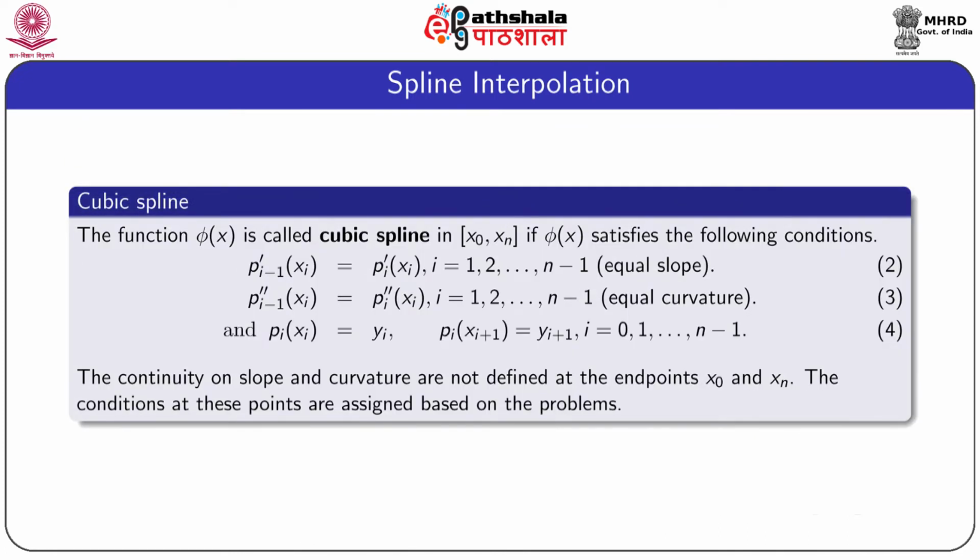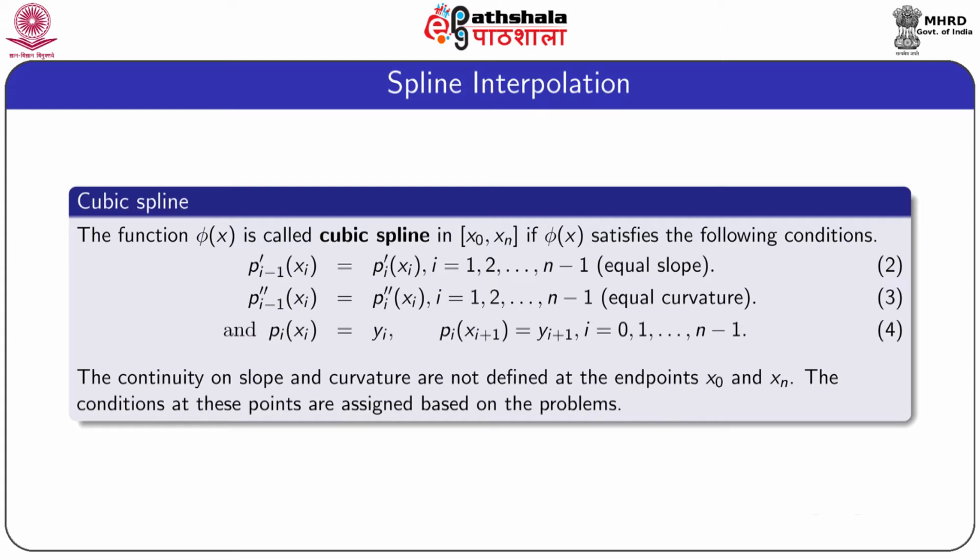The function phi(x) is called the cubic spline within the closed interval [x_0, x_n] if phi(x) satisfies the following conditions. These are the main conditions for the cubic spline. The first condition is that the first derivatives of the (i minus 1)th polynomial and the ith polynomial are equal at x_i, where i equal to 1 up to n minus 1. This condition is known as the equal slope condition, because the first derivative is involved.